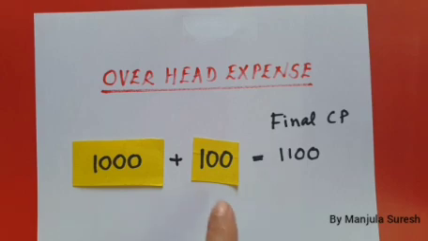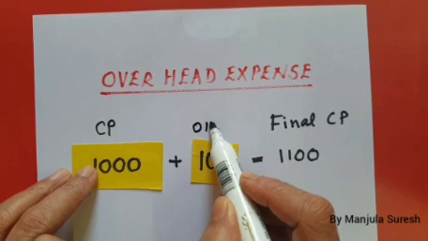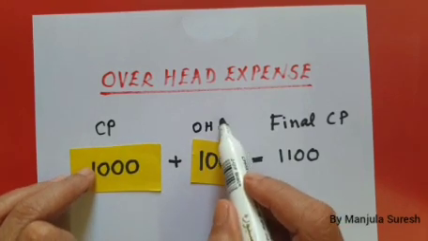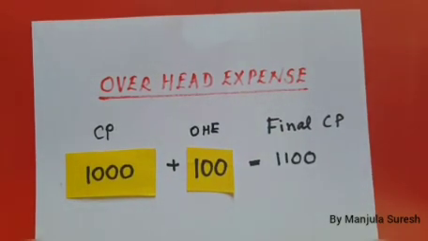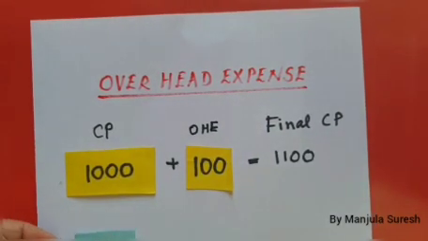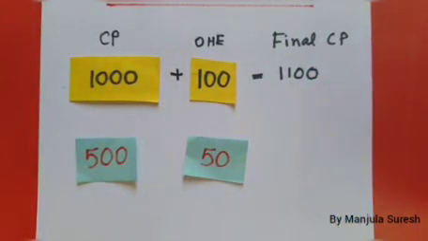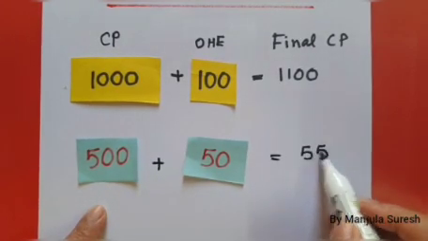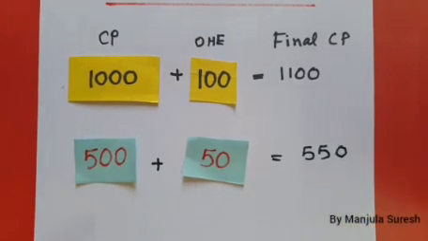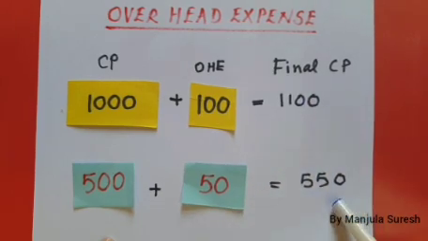This overhead expense you have to add with the CP. This is CP and this is overhead expense. We can simply say overhead, or full form is overhead expense. Suppose you bought a material for rupees 500, and you gave rupees 50 for stitching charge. So what is the total cost of the dress? That is rupees 550. So 500 is your CP and 50 you are paying as extra expense. So final cost price is 550 rupees.